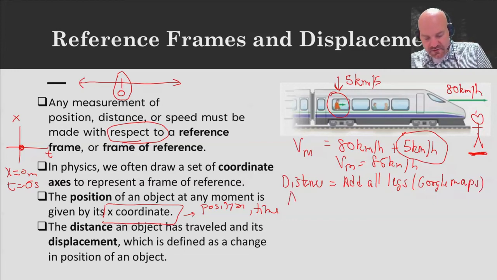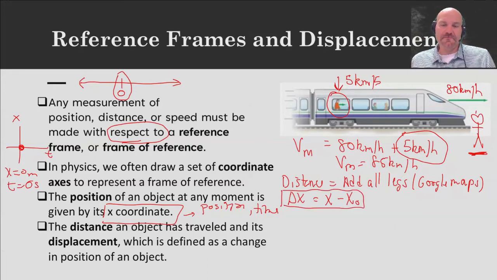For displacement, the variable is delta x, and it's a change in position. That's what the delta means. It's going to be our final position minus our initial position. And so what you see right here is kind of your first physics formula.